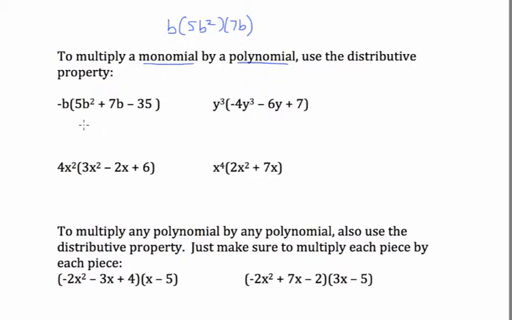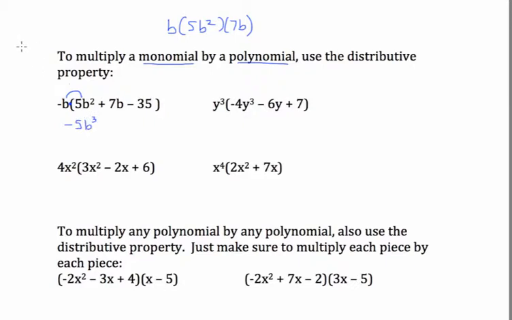Notice here, I've got multiplying right here, the distributive property we're going to use, and I've got some adding and subtracting. And that's why we need to use the distributive property. So distributive property means to multiply piece by piece. So I'm going to take this negative b and distribute it to the three terms in this other polynomial. So negative b times 5b squared is negative 5b to the third.